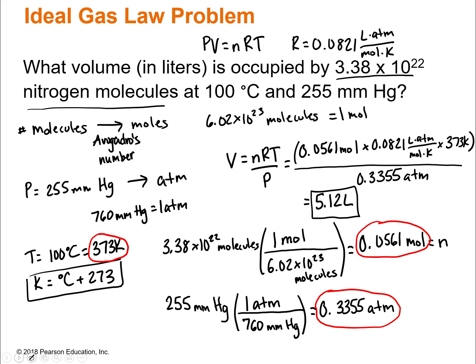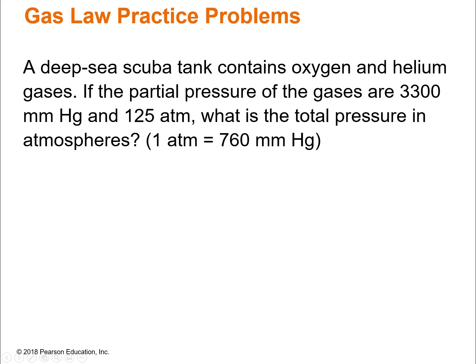All right, then let's go. Now we're just going to do some generic practice problems. This is going to pull from all of Chapter 10, so all of the gas laws are fair game. I'll give you a minute to read it through and search through your notes, and then I'll start solving the problem. So in this case, we've got a deep sea scuba tank that has oxygen and helium. If the partial pressure of the gases are 3,300 millimeters of mercury and 125 atmospheres, what's the total pressure in atmospheres?